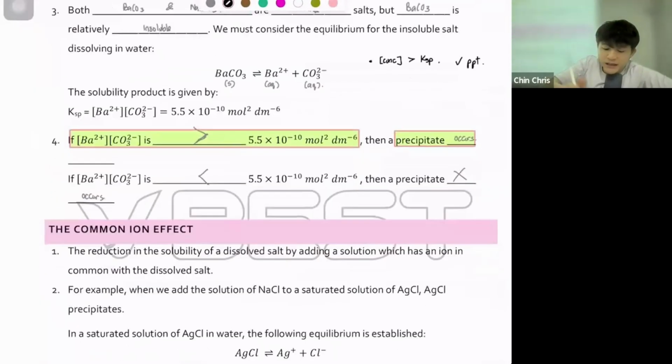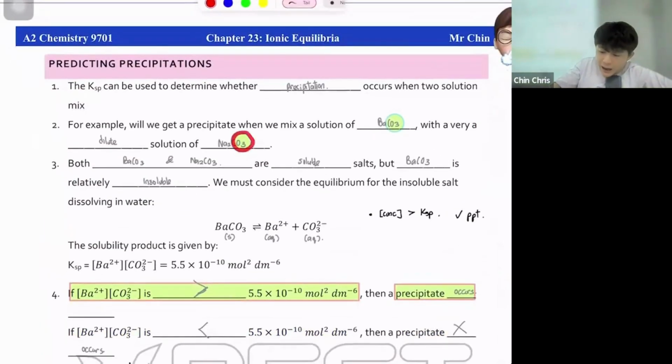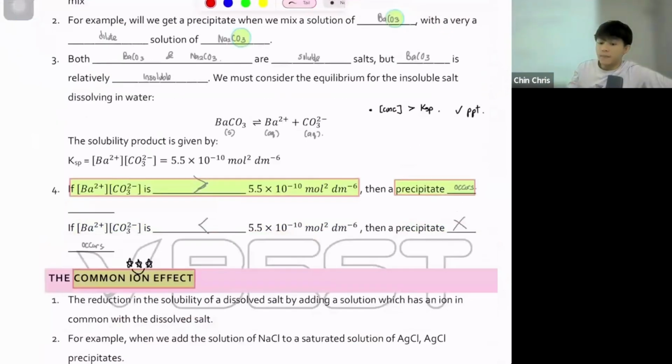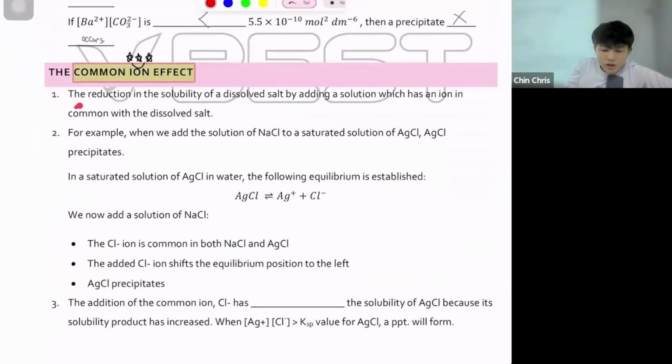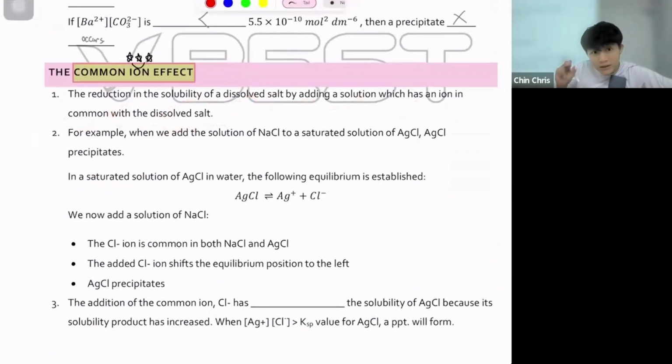This entire concept can be explained by the common ion effect. It's a very popular keyword. You just have to write common ion effect, 1 mark. But you have to identify which one is your common ion. Example, carbonate ion is my common ion. The common ion effect is the reduction in the solubility of a dissolved salt by adding a solution which has an ion in common with the dissolved salt. So basically, you just have to add a common ion.